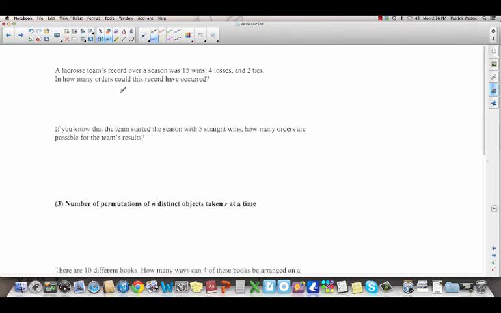A lacrosse team's record over a season was 15 wins, 4 losses, and 2 ties. In how many orders could this record have occurred? Well, first of all, how many games did they play? 15, 4, 2, 21 games. So you have 21 different objects to order. So on the top, we're going to have 21 factorial. But some of them are the same.